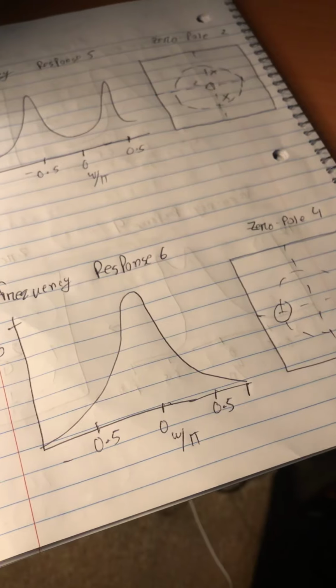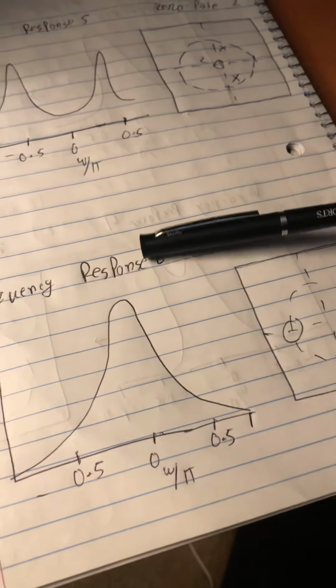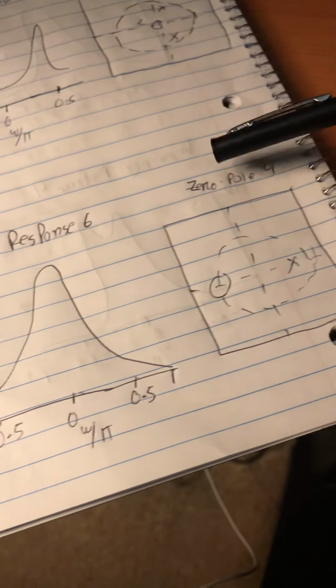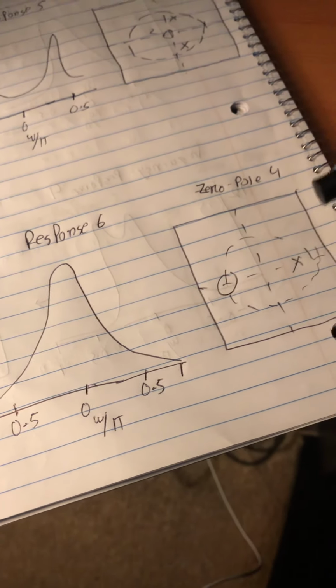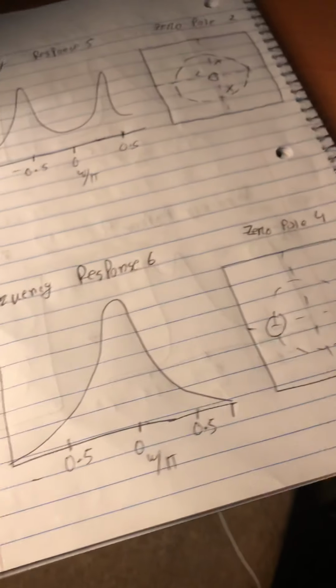Frequency response 6, if you look back, is similar to response 3. Here you have a bit of a quicker dip. The reason is one pole is on the unit circle, and 1 zero is on the unit circle, and the pole is close to the unit circle, but they're very similar.